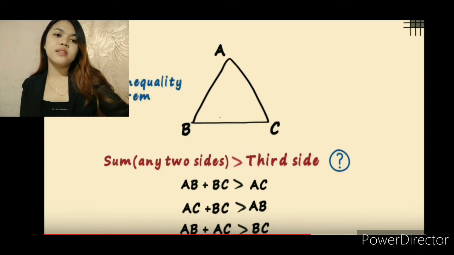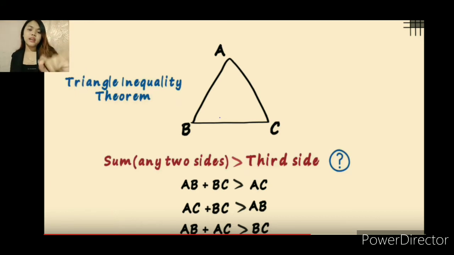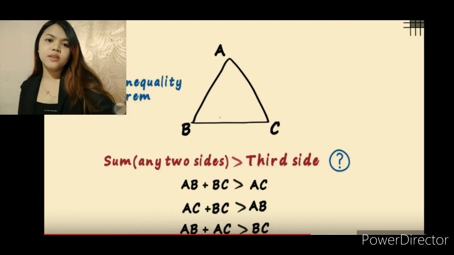Okay, so this is the triangle inequality theorem, class. The triangle inequality theorem again says that the sum of any two sides of a triangle is greater than the third side. So that is the triangle inequality theorem. Is that clear? Okay, so let's proceed.